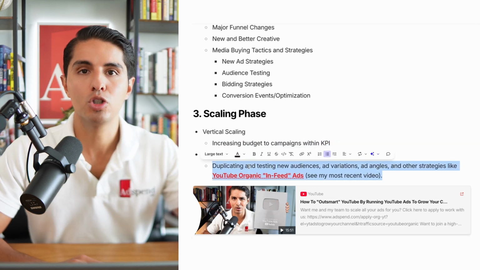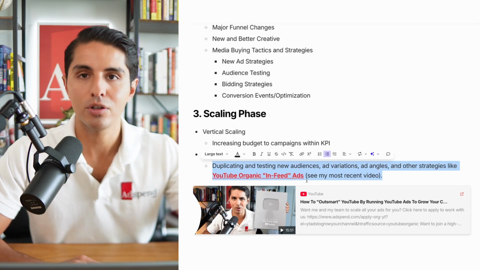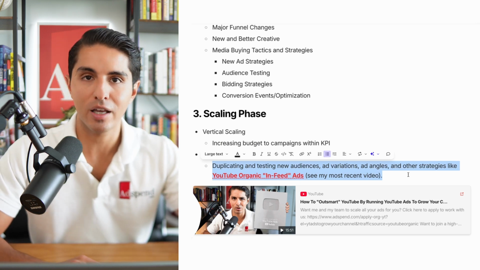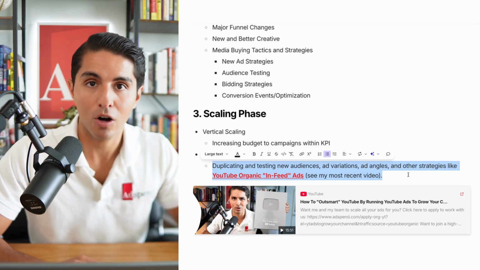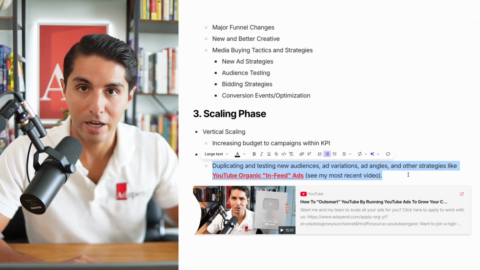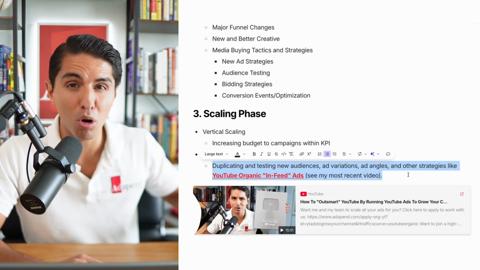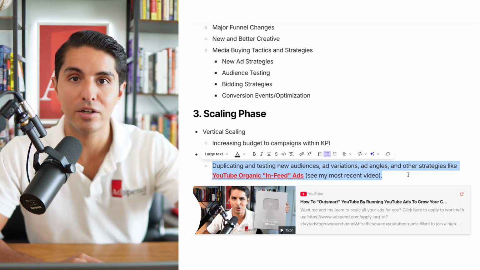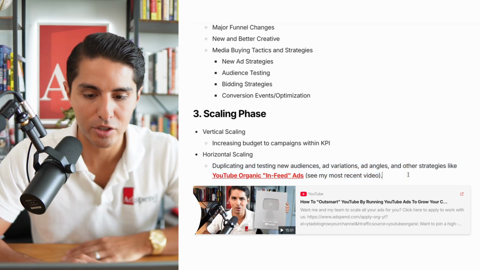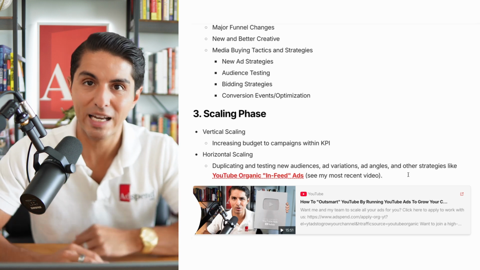Number two, horizontal scaling. Something's working, you duplicate it, and you test new audiences, new ad variations, new ad angles, and other strategies like our YouTube ads, organic in-feed campaign, okay? Our YouTube organic in-feed ad strategy. How to grow your YouTube channel while getting super cheap cost per marketing qualified calls on your calendar by using this in-feed strategy, right? That's on my channel. You can go watch that. That's the scaling phase, testing out new strategies on YouTube as well to get even more performance.